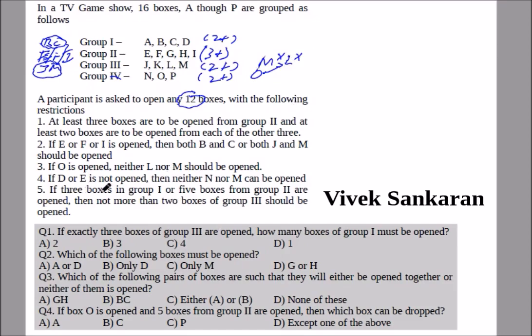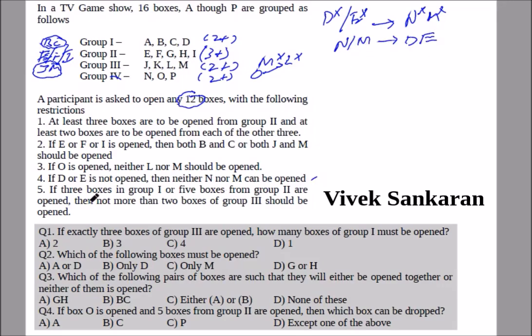Okay, if D or E is not open, then neither M nor N can be opened. If D is not opened or E is not opened, then M cannot be opened, N cannot be opened, right? So if I flip this, if N is opened or M is opened, then both D and E have to be opened. D and E both have to be opened. This is the flip case.